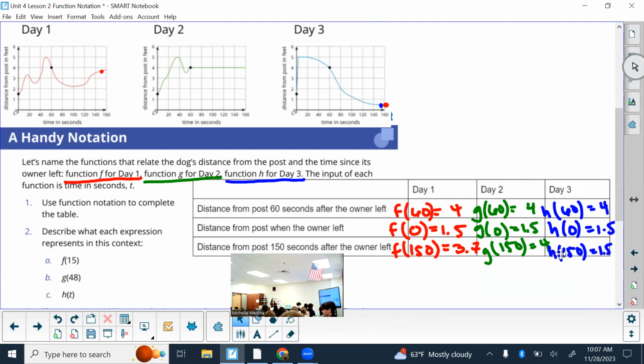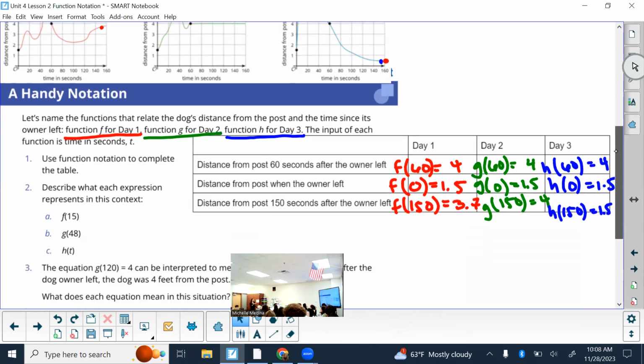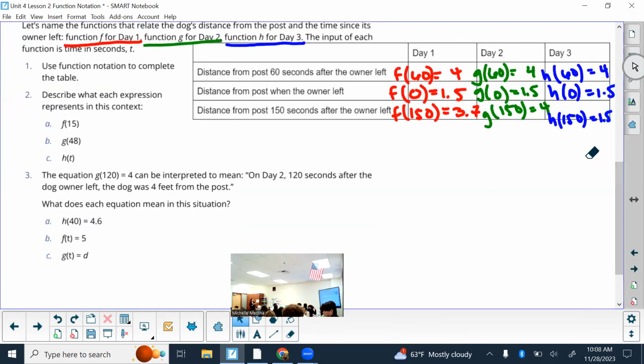But yeah, are we getting the gist of function notation now? It's just a shorthand way to ask you and answer things. So then, let's look at these 2 now. So we just practice function notation. I think we're getting the hang of it.